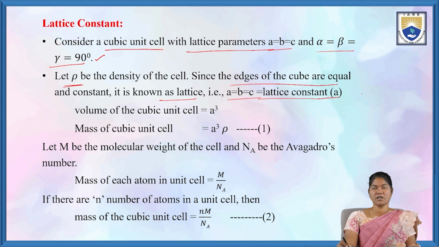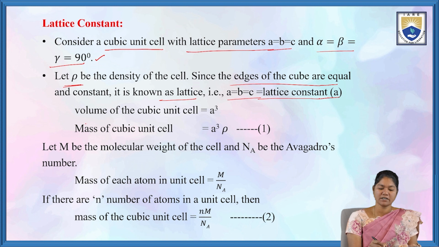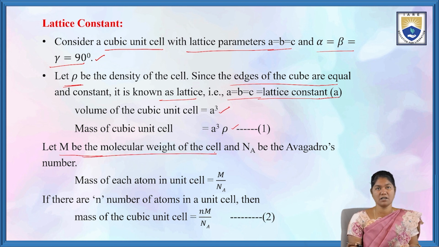So now we are deriving the expression for this lattice constant a. For that, we are taking the volume of the cubic unit cell. Volume of the cubic unit cell is a cube, and the mass of the cubic unit cell is volume into density, so a cube into rho.